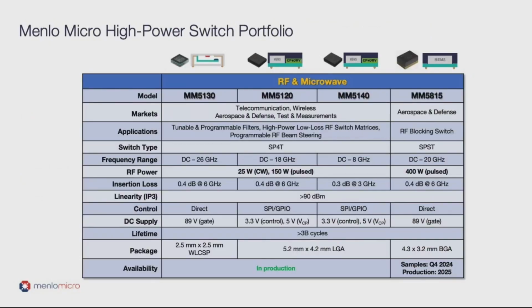With that, I would like to quickly discuss Menlo Micro's portfolio of high-power RF switches, and then we will move on to the Q&A. Menlo Micro has a catalog of 3 switches currently in production available for 25-watt CW power handling applications. And coming in 2025, we will have a RF blocking switch for the 400-watt pulsed application.